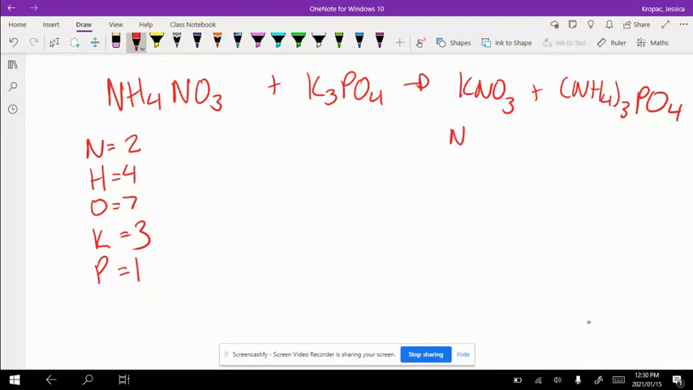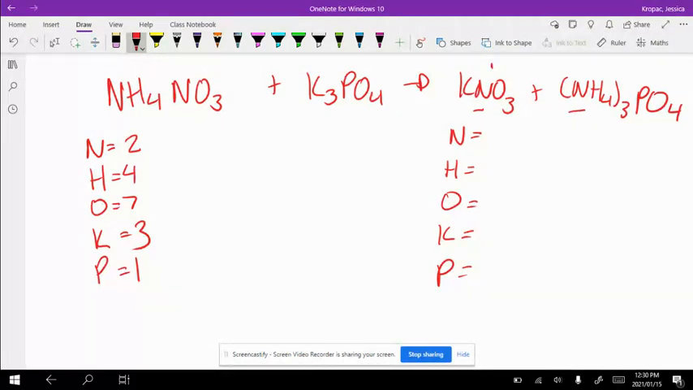I'm going to go ahead now and see how many I have on the right-hand side. So I'm going to write out my elements in the exact same order just because it makes it easier to compare back and forth. So I'm going to take a look at nitrogen first. If you take a look at nitrogen, I have it in 2 different spots. So I have 1 here, but I also have nitrogen over here.